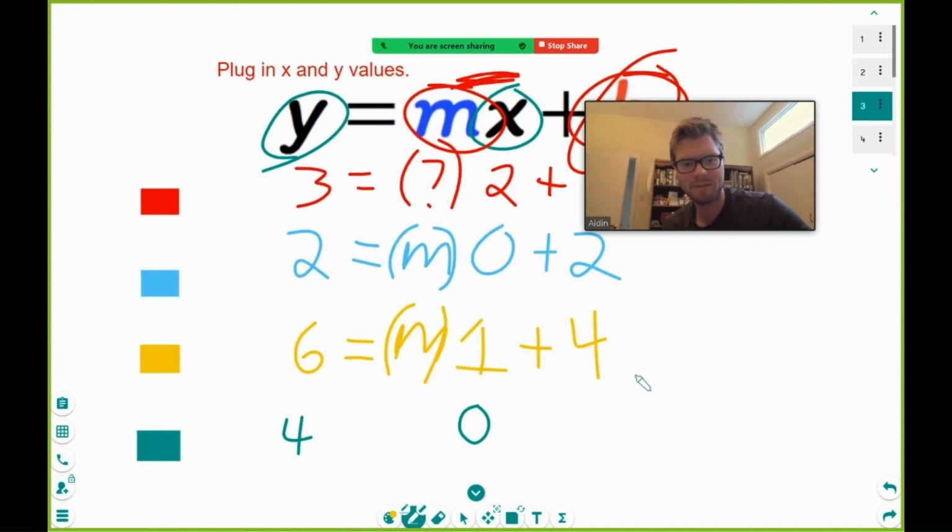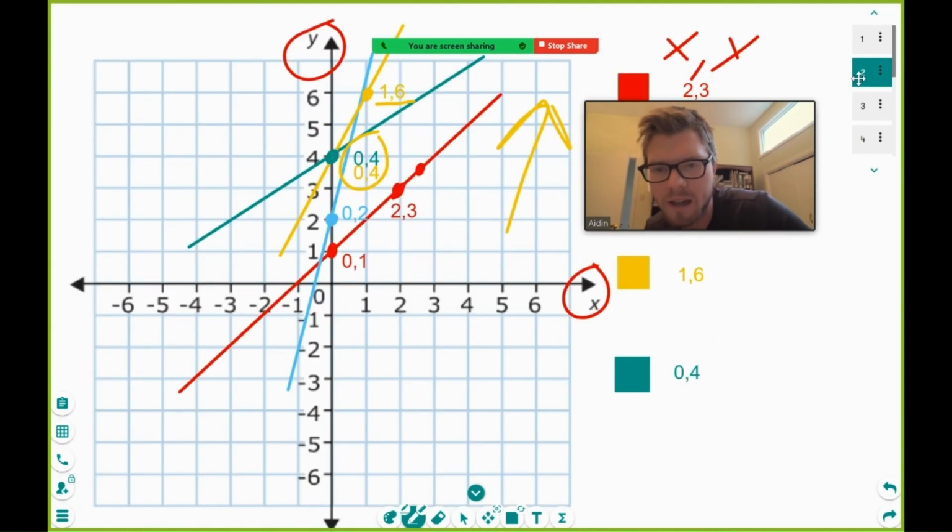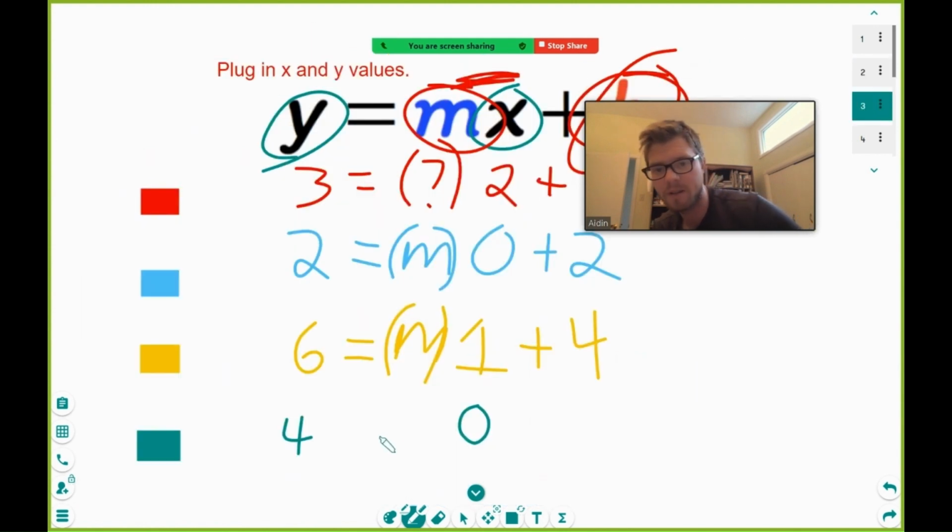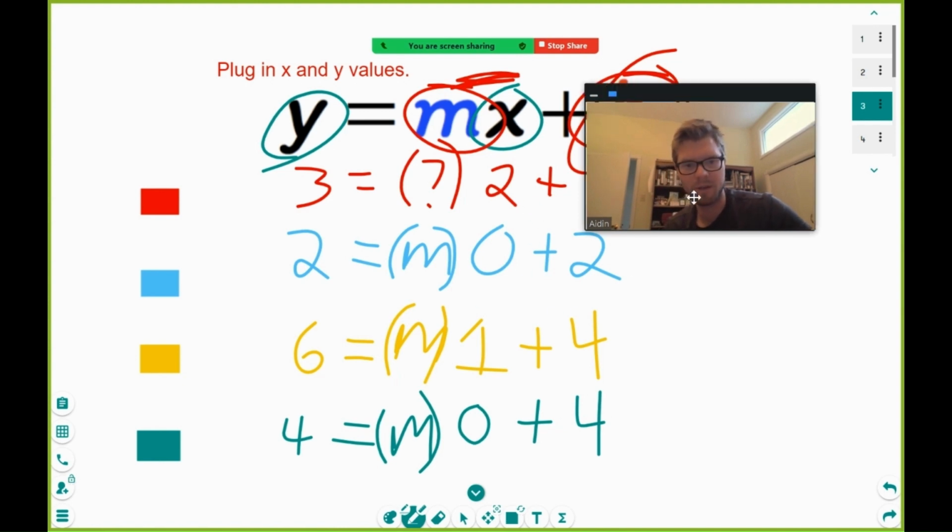Okay, very good. And last one here, we have green. Okay, there we go. That's our point, and it's also our y-intercept, 0 and 4. So y is equal to 4. M we're not going to worry about right now. I'm just putting some brackets around it. That's fine. And then 4. So there we go.